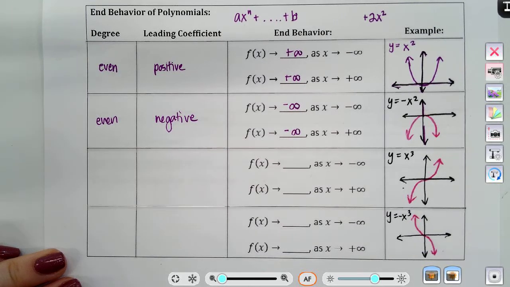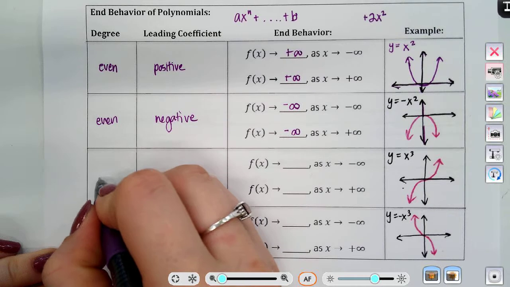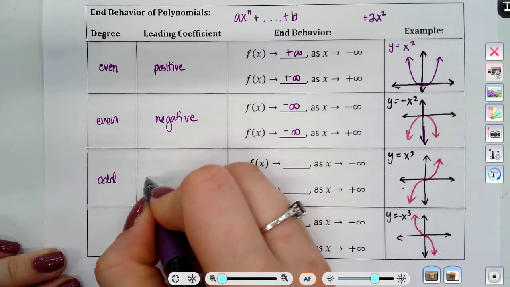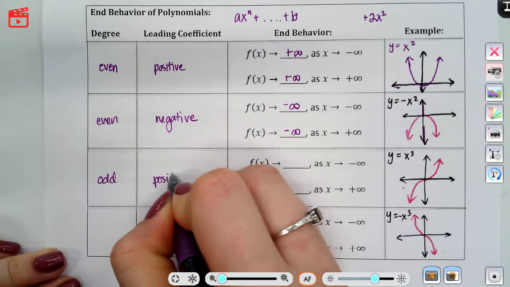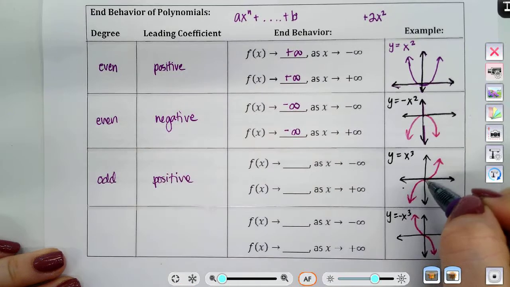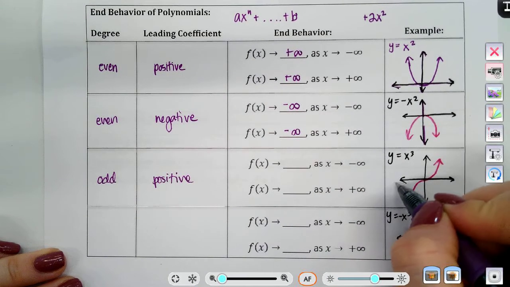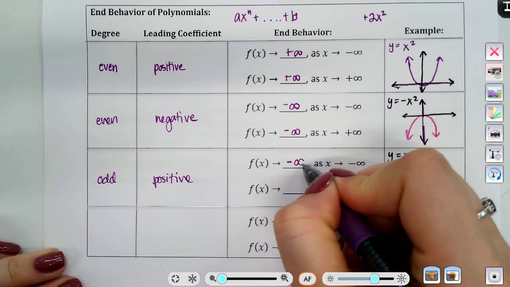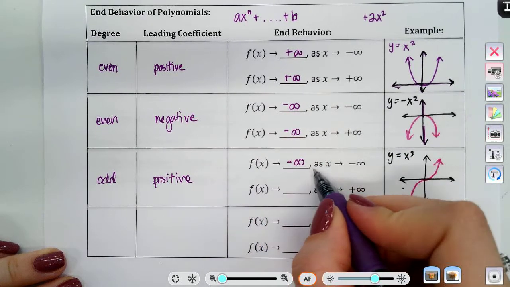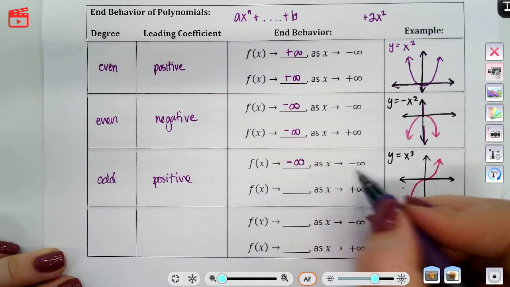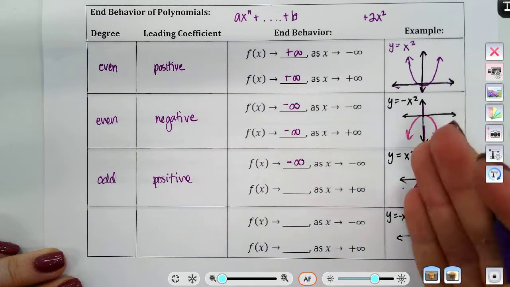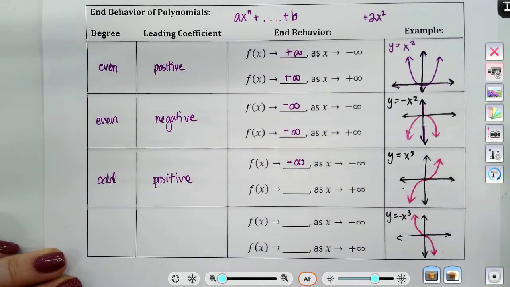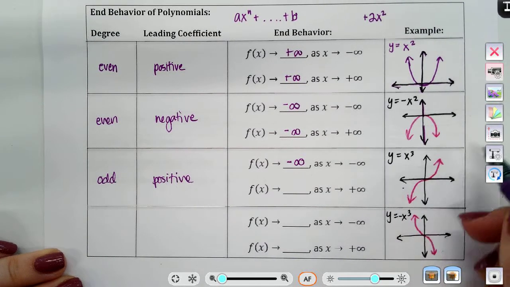All right, so hopefully you've decided to try that by yourself. So here we go. This is when we're looking at a degree that is odd, but we have a positive coefficient. So as our x values approach negative infinity, our y values also approach negative infinity. So f of x approaches negative infinity as x approaches negative infinity. Now, looking at the other side, as our x values are approaching positive infinity, our y values are also approaching positive infinity.